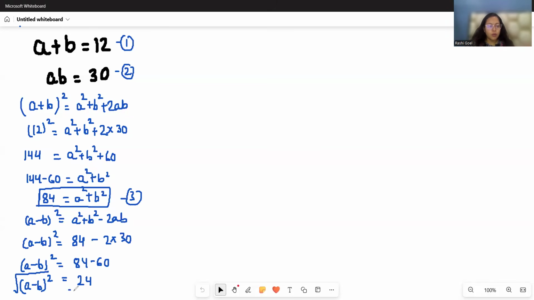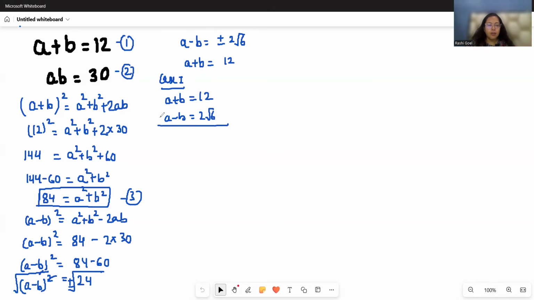Now if I take the square root on both sides, the square is removed. So a minus b is plus or minus 2 root 6. And a plus b, as per equation number 1, is 12. So case 1: when a plus b is 12 and a minus b is 2 root 6. If I add both, it gives 2a equals, this will cancel out, 12 plus 2 root 6. If I divide both sides by 2, a equals 6 plus root 6. So a1 is 6 plus root 6.